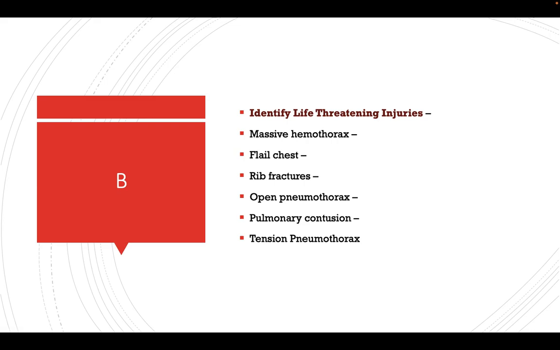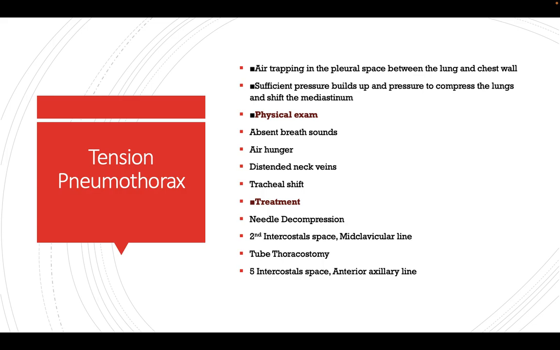So what we have to identify in breathing: we have to identify massive hemothorax, flail chest, rib fracture, or open pneumothorax, or pulmonary contusion or tension pneumothorax. What is tension pneumothorax? Air trapping in the pleural space between the lung and chest wall, and it can be life threatening if it occurs.